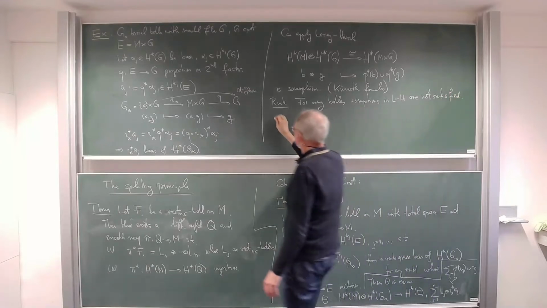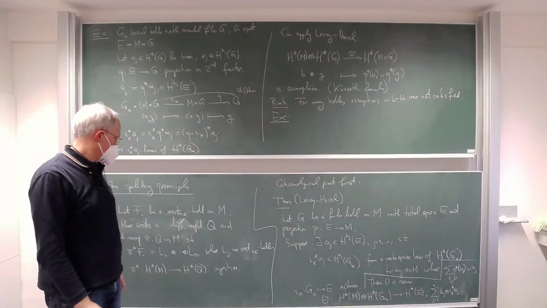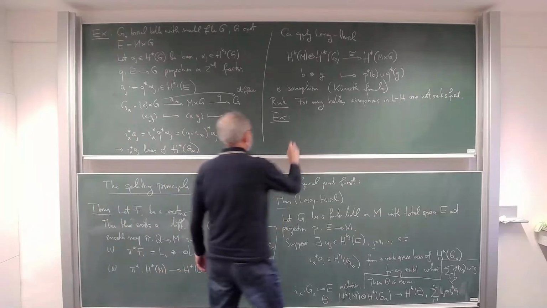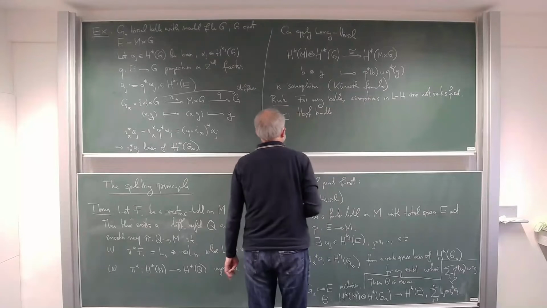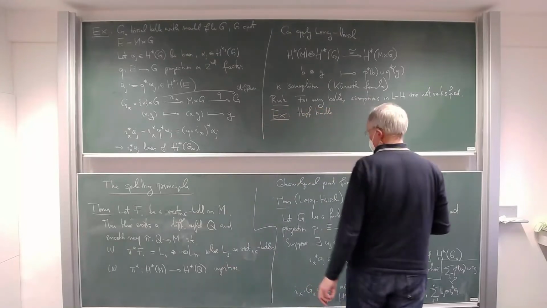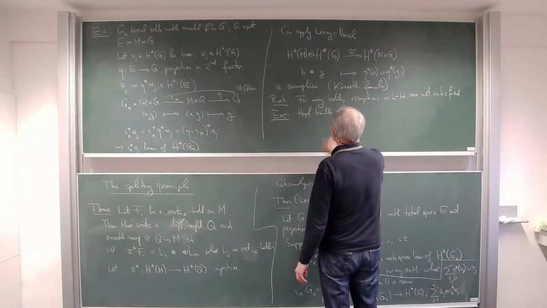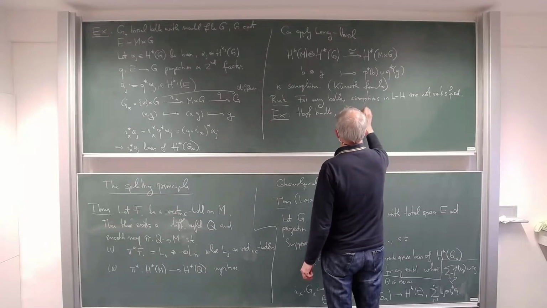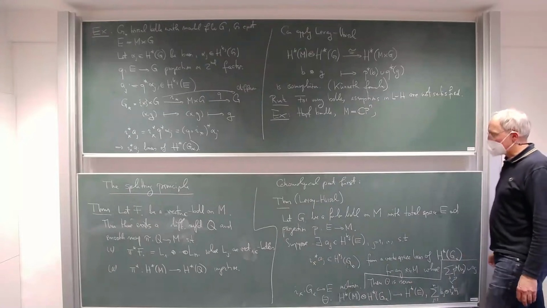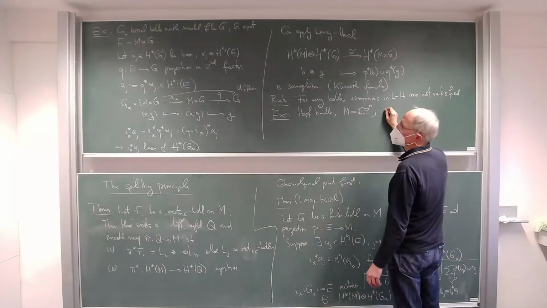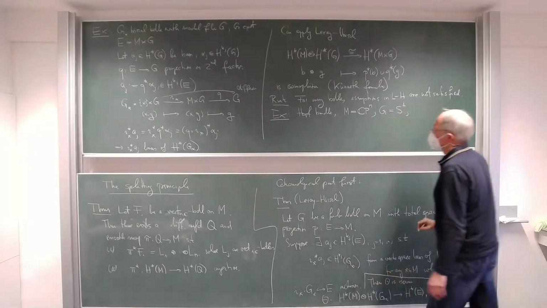For example, well, what comes to our minds? Which bundles do we know? We know the Hopf bundle, so let's take a look at that. The Hopf bundle is the circle bundle associated with the tautological line bundle. In this case, the base manifold is CP^n, and the fiber is S^1.